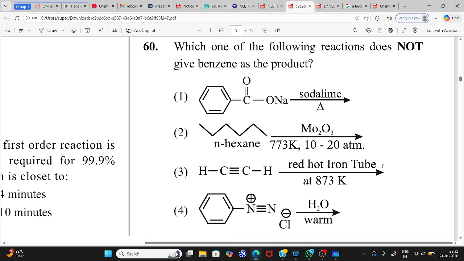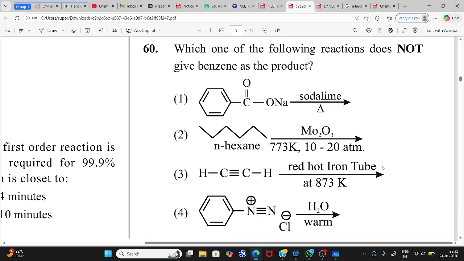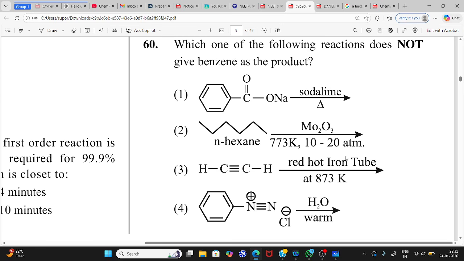So ये basically NEET 2025 में आया हुआ question है. So this is a typical organic chemistry question. So I'll break it down in simpler forms for you. The question says, which of the following reactions does not give benzene as the product? So these are the options given. Let's start from the first one.